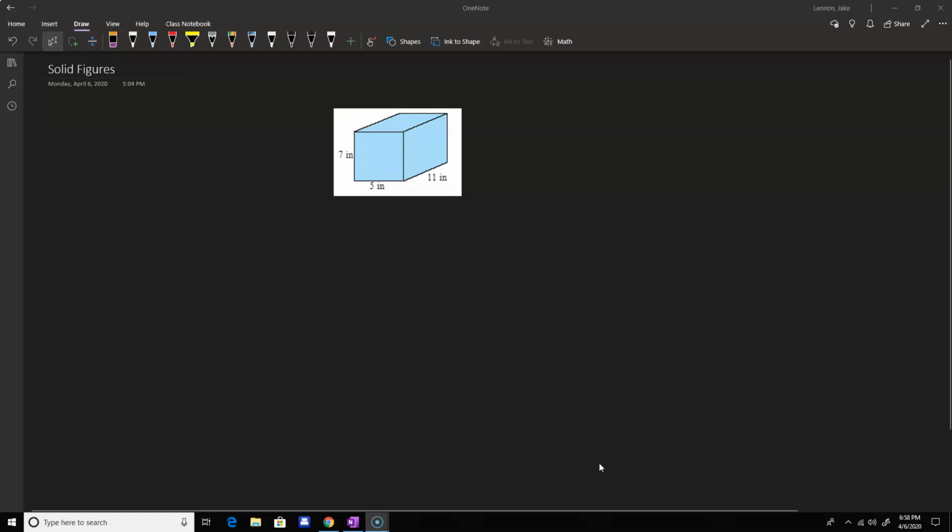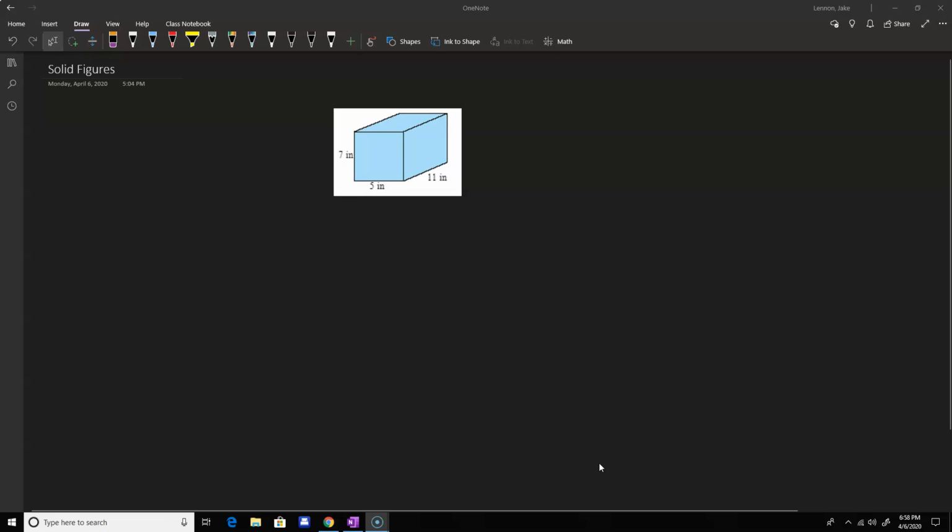Recall we did some two-dimensional versions where we talked about areas and perimeters. With three-dimensional, the analogous concepts are surface area, the area around the outside, which you could imagine as the amount of wrapping paper you would need to gift wrap the objects, and volume, which would be the number of 1 by 1 unit cubes that you could fit inside.